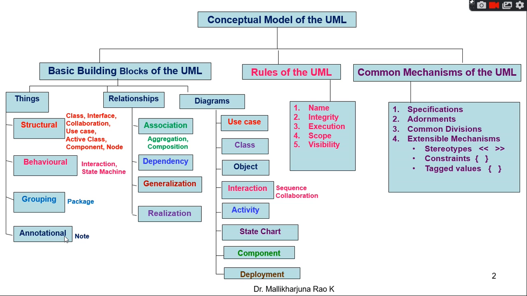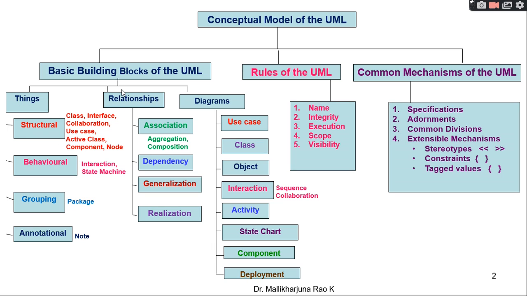The next one is annotational things. These are useful to provide additional information. In computer programming, we provide additional information which is useful for better understanding. For better understanding's sake, UML also provides annotational things, which is a note. To provide additional information, UML provides a note called annotational things. So this is about things, very briefly. In the next video, we'll see this in detail.